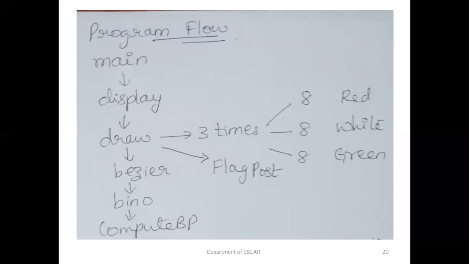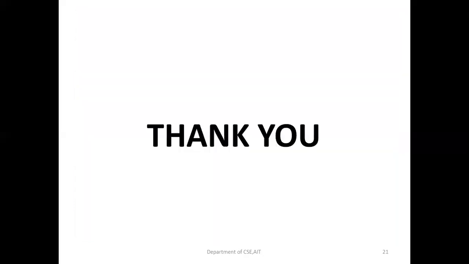The Bezier is the next function which will be called. The Bezier will take the help of the binomial, and the binomial will be giving the values to the compute BP, that means the compute binomial points. This is the place where actually the vertex will be marked and the flag will be drawn. So that's all for this Bezier curve program. Have a look at this and also go through the theory so that you can understand it better. Thank you.